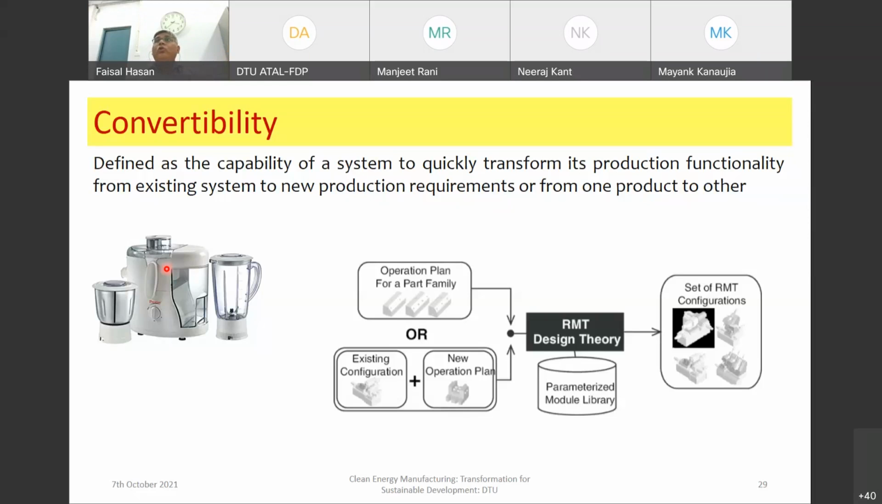And if you want something for which you don't have any jar, you can purchase a new jar from the market and you can add this jar to your library. So that new feature is added. The motor is the same, that will be used. Now you purchase a new jar, so a new feature is added to your library or to your kitchen. So this is what we mean by convertibility. Whenever we talk of RMTs, they have this feature which we call convertibility.